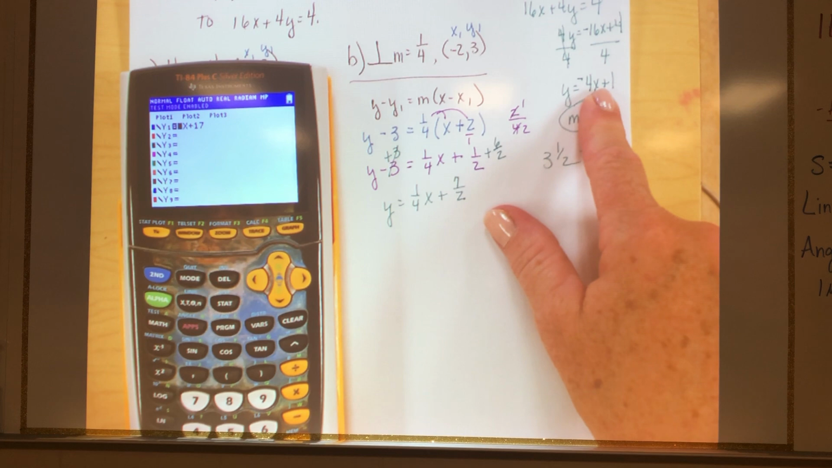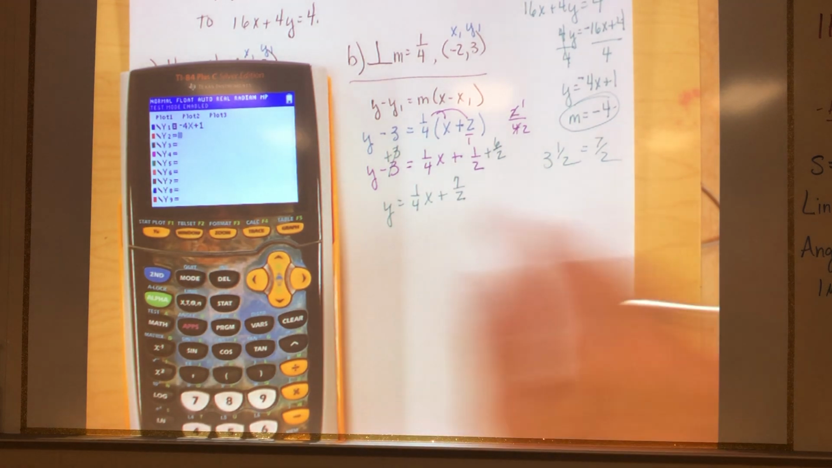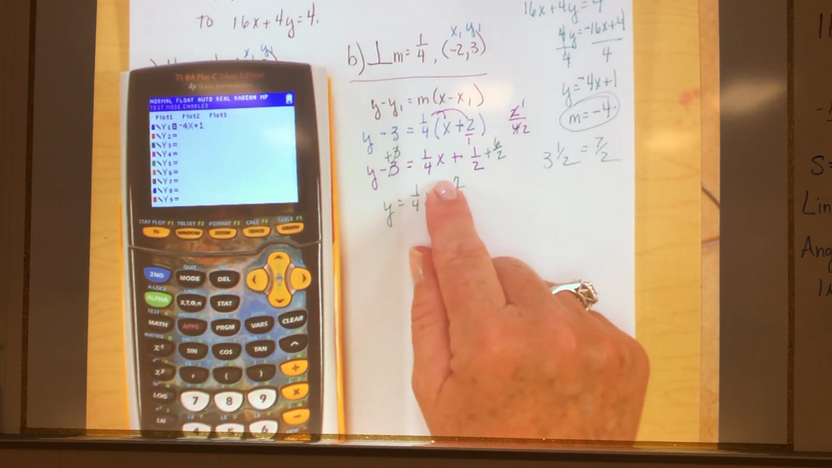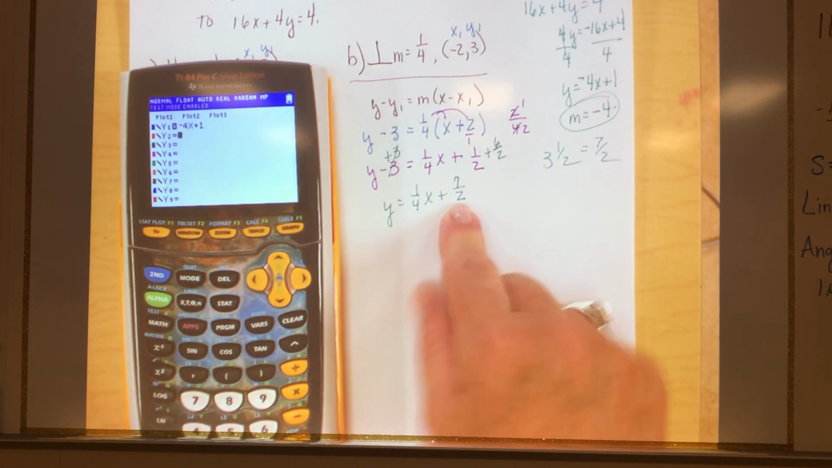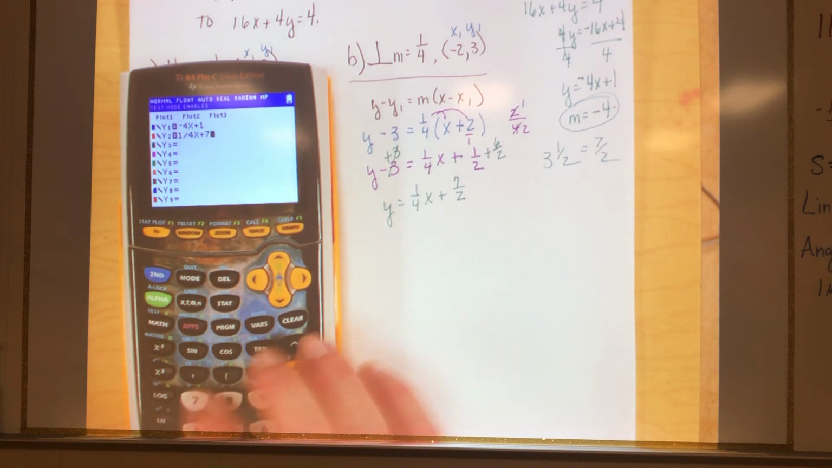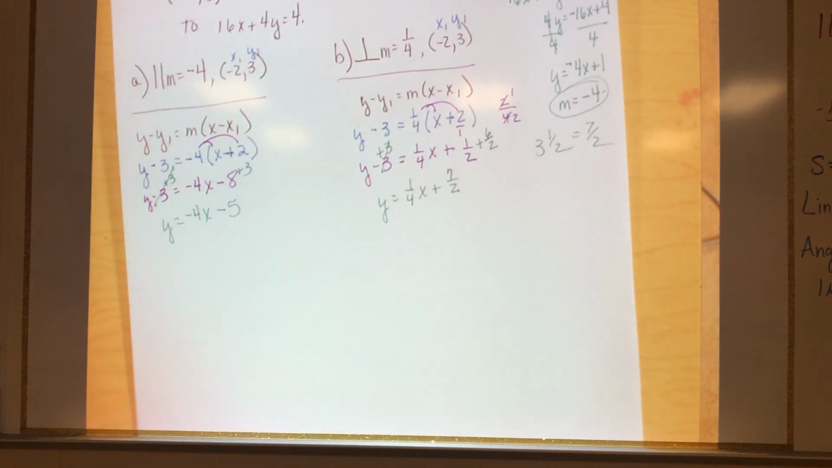Negative 4x plus 1. Okay? And then I'm going to put this guy in there. 1/4 x plus 7/2. You can use your fraction button if you want to, but I'm not going to. Okay? And I'm going to go, hang on just 1 second.